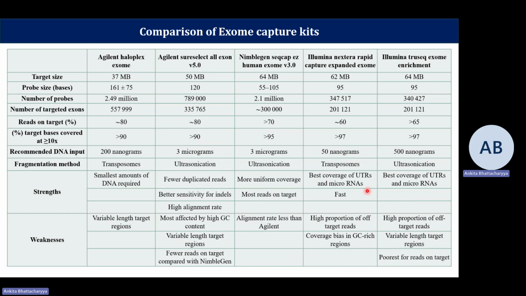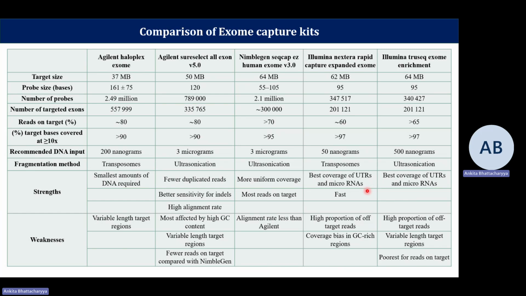And therefore, whenever you send out your samples for sequencing, you need to read about the regions which are included and excluded as part of these probes and whether or not that aligns with your objectives. Following which, the number of reads on target and what is the percentage of target bases that are covered at more than 10x, and therefore when you go on to 100x, then how much of it is actually covered, what is the input DNA for each of them.